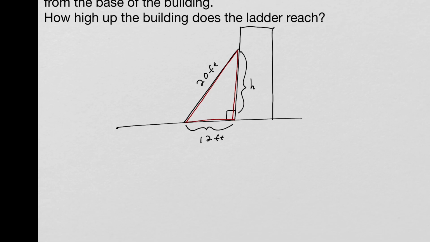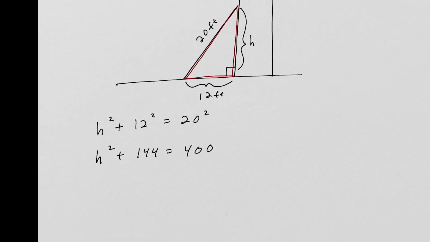So we know that h squared plus 12 squared must equal 20 squared, right? The length of leg 1 squared plus the length of leg 2 squared has to equal the length of the hypotenuse squared. Now I can solve for h. So h squared plus, this is what, 144, is equal to 20 squared, which is 400. And then I can subtract 144 from both sides. So I get h squared is equal to 256.